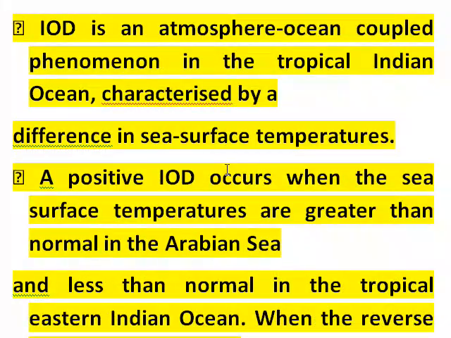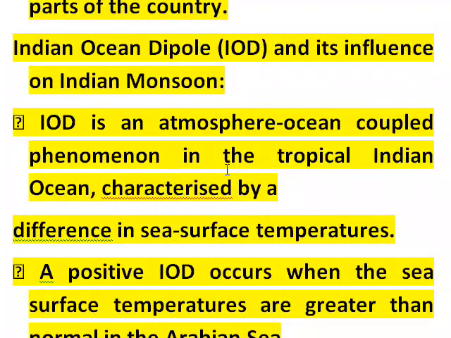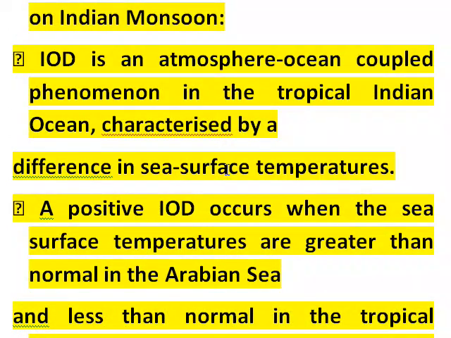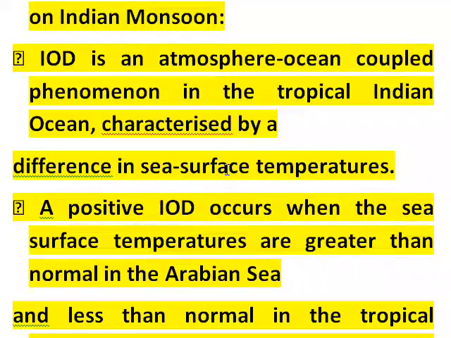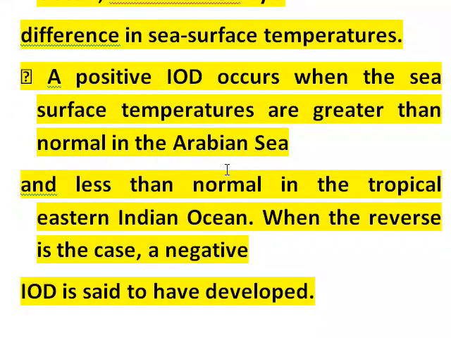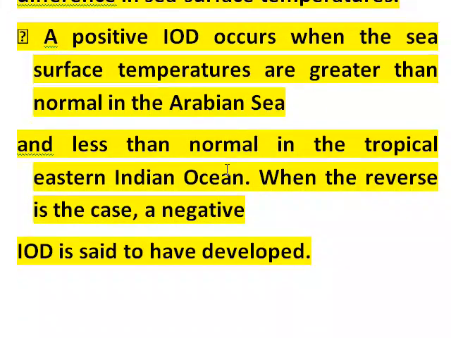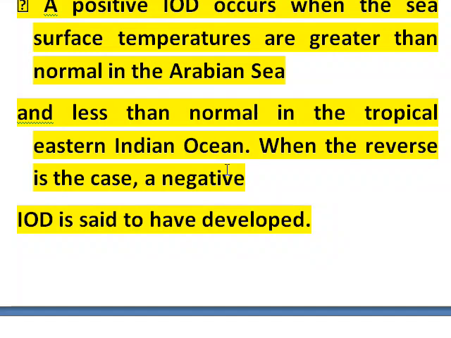Indian Ocean Dipole and its influence on Indian monsoon. The Indian Ocean Dipole is an atmosphere-ocean coupled phenomenon in the tropical Indian Ocean, characterized by a difference in sea surface temperature. A positive Indian Ocean Dipole occurs when the sea surface temperatures are greater than normal in the Arabian Sea and less than normal in the tropical eastern Indian Ocean. When the reverse is the case, it is a negative Indian Ocean Dipole.